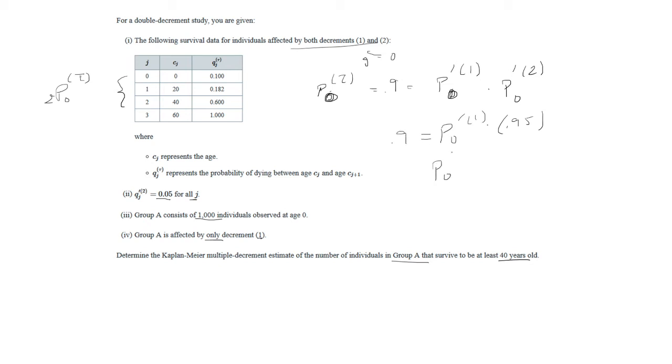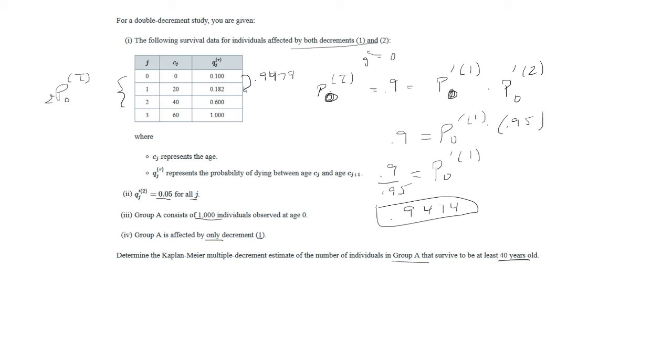So we could get P0 prime 1 as 0.9 over 0.95. Okay, so that would just be 0.9474. Okay, so that's good to know. All right, so that's surviving the first year then, because decrement 2 does not matter. So surviving this year is 0.9474.